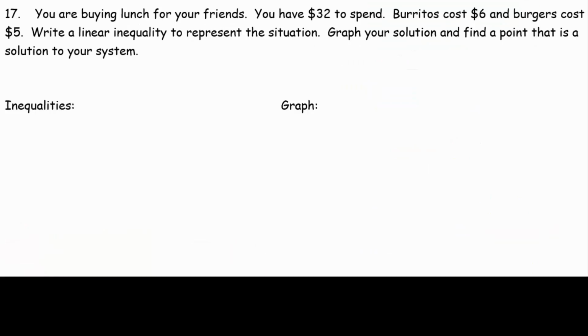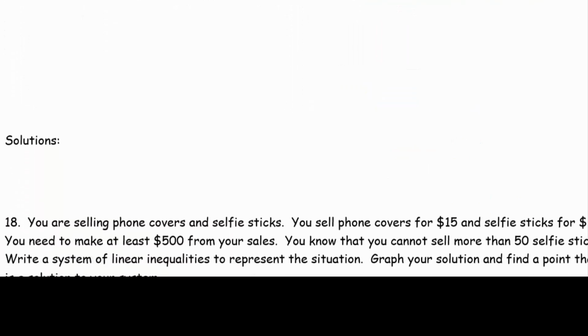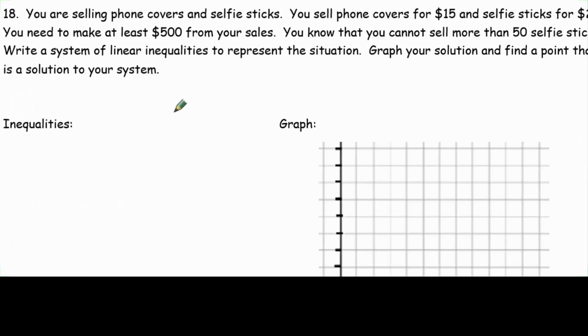Alright, let's try another one. See what we got. In our last one, you're making cell phone covers and selfie sticks. Cell phone covers for 15 and selfie sticks for 22. You make at least $500 from your sales. So we have 15x, where X is phone covers and Y is selfie sticks, plus 22y. It's going to be at least $500, so at least 500.